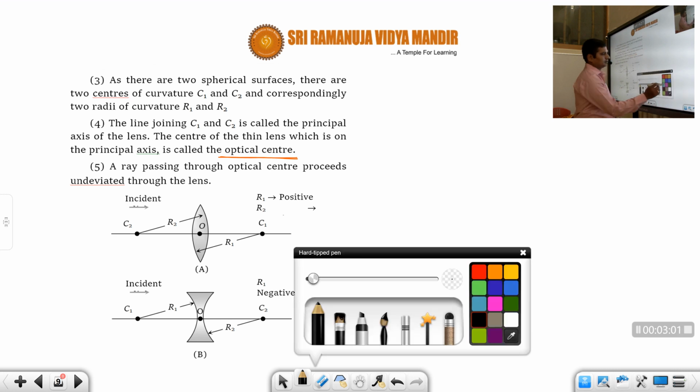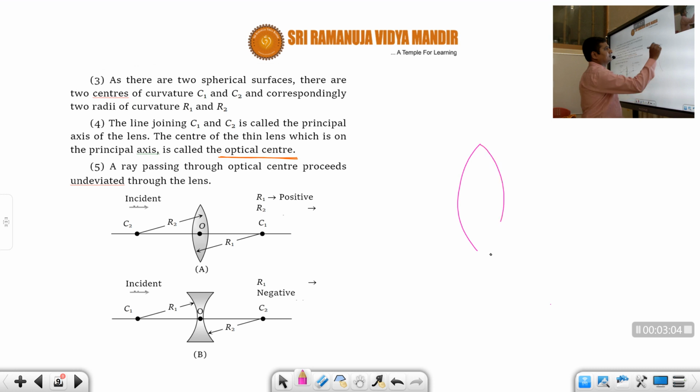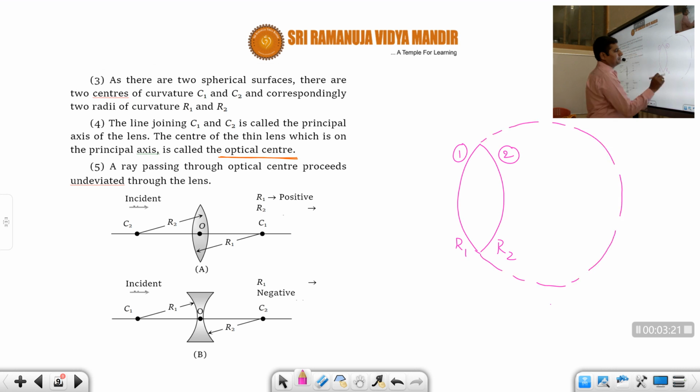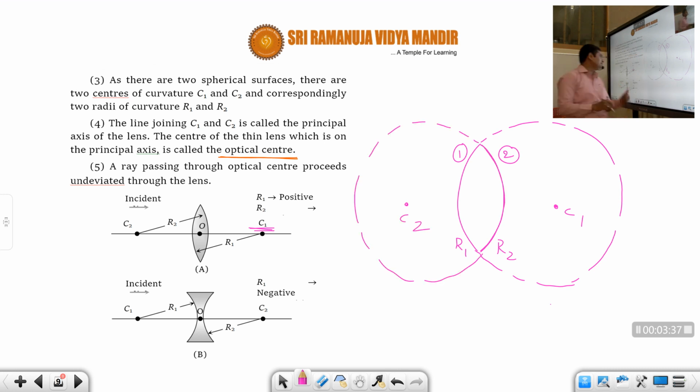Suppose this is the lens, a convex lens. This convex lens will have two spherical surfaces, let us say one is this one, another one is this one. The radius of curvature of this first surface is R1, meaning it is a part of a sphere whose center will be on this side. So C1 will be on the right side, as you can see on the slide also. In the same way, the second surface, whose radius of curvature is R2, is a part of another sphere whose center of curvature will be here. So C2 will be on this side. This distance is R2, and this distance is R1.